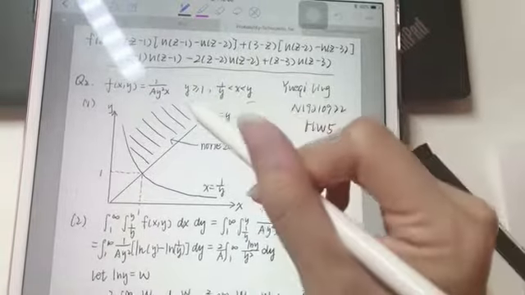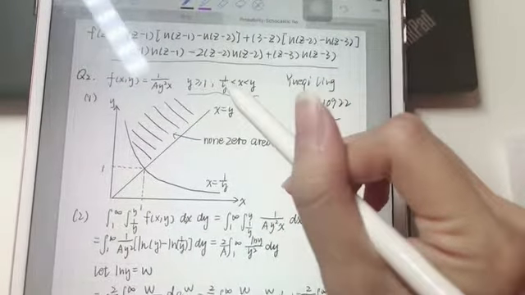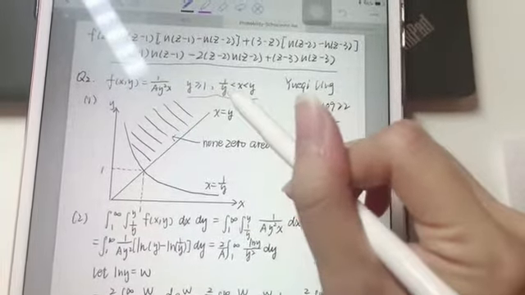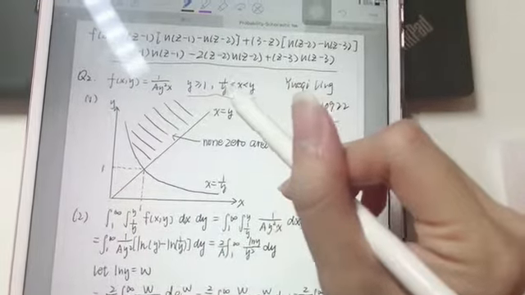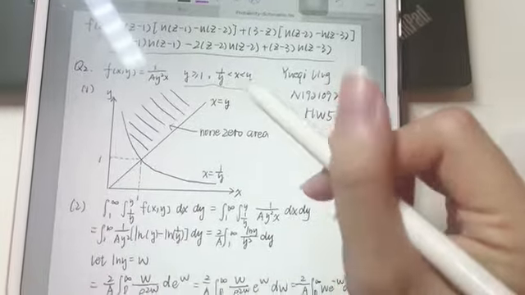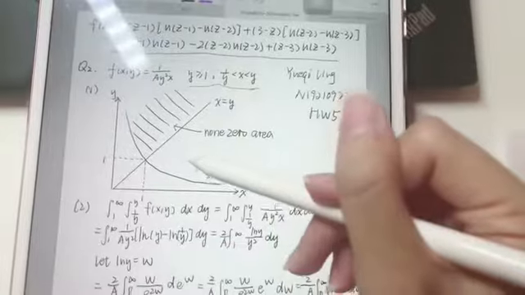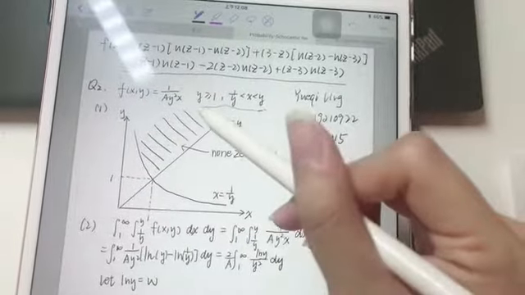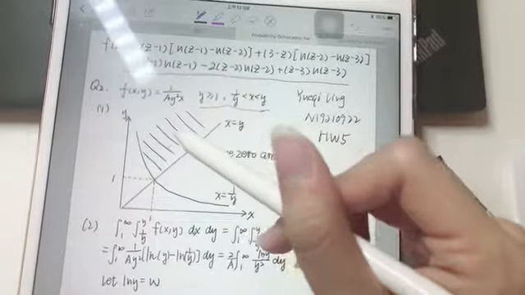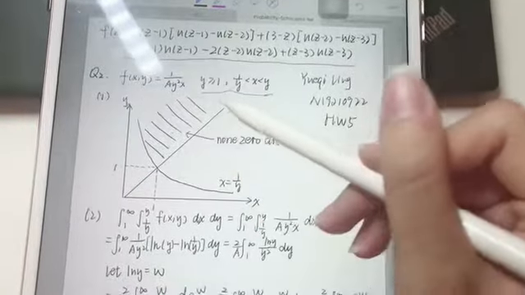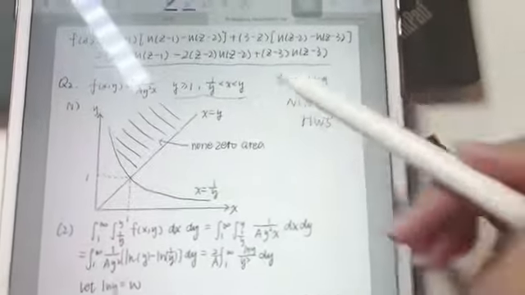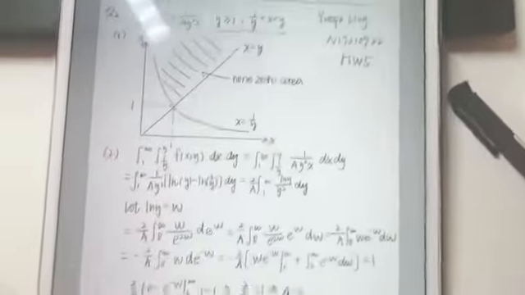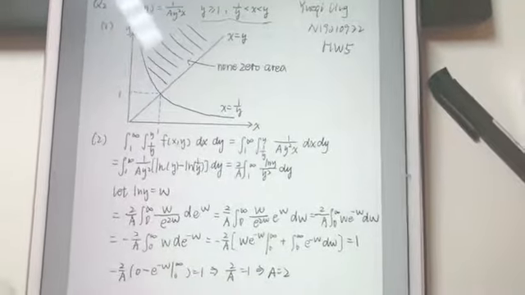From y is larger than 1 and x is between 1 divided by y and y, we can get the figure like this. And this area will be the area given by the condition. And now let's move on to question 2.